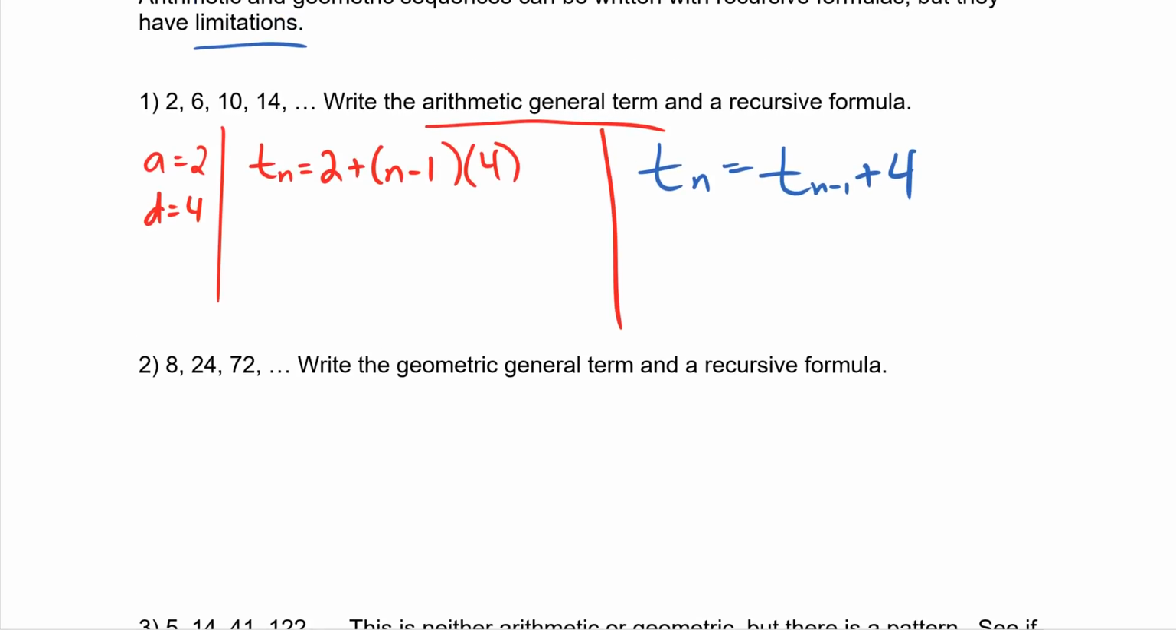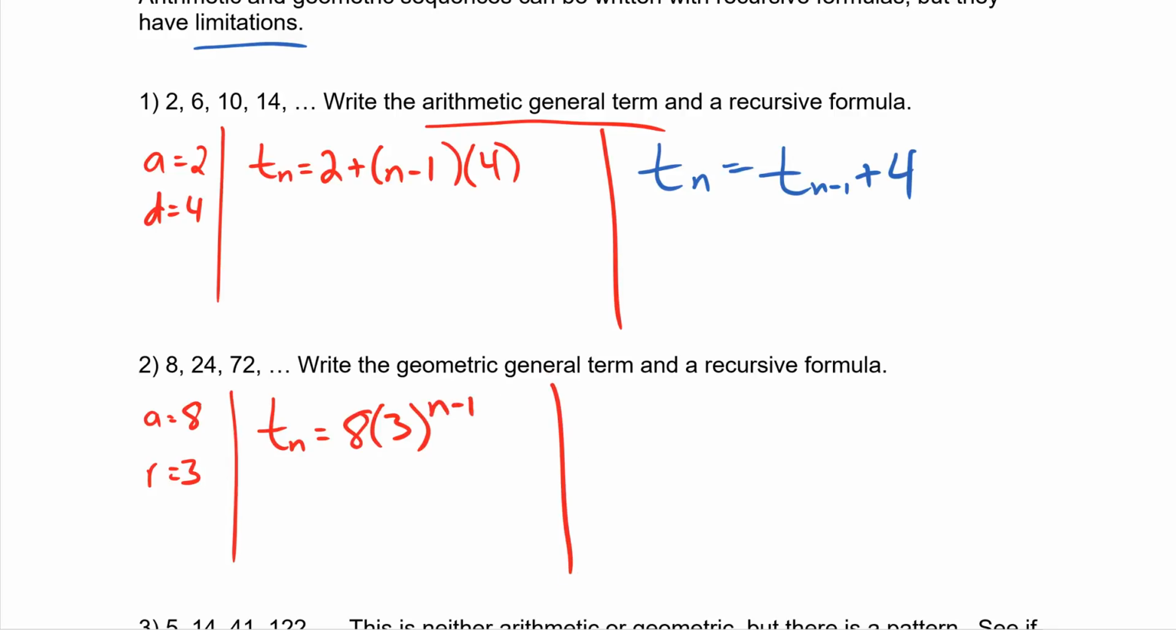So now we can do the same thing with a geometric sequence. So taking a look at this, 8, 24, 72. So we have an A value of 8, an R value of, looks like we are multiplying by 3. So my geometric sequence formula will be 8 times 3 to the power of n minus 1.